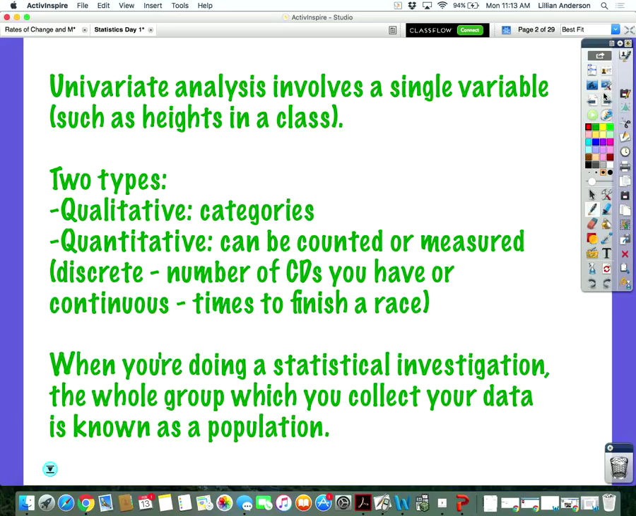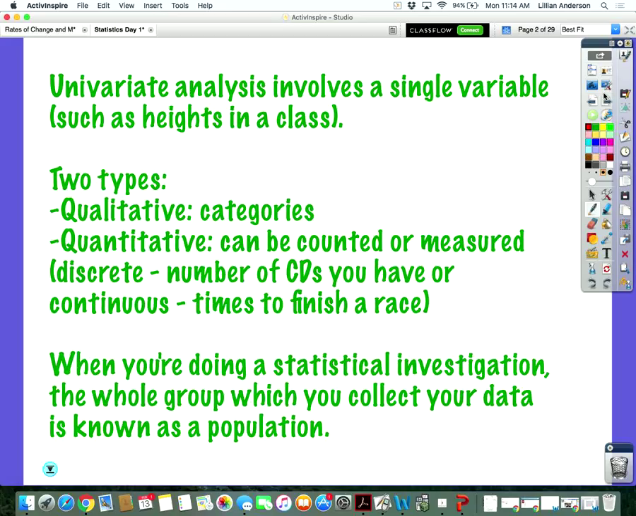So, univariate analysis involves a single variable, such as height in a class. Okay, so univariate means one. So we're only talking about a single variable, not comparing two things together. There are two types of data that we can be dealing with here. We can talk about qualitative data, which are like your categories, and then there's quantitative data, which is stuff that can be counted or measured. Okay.